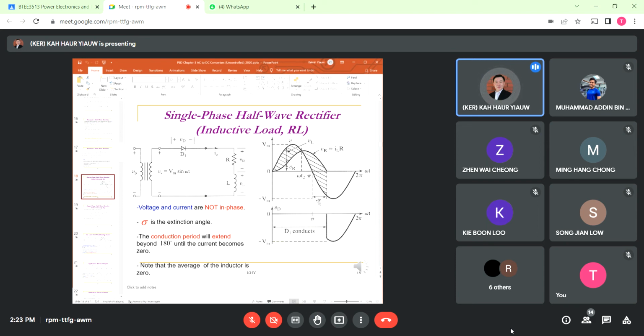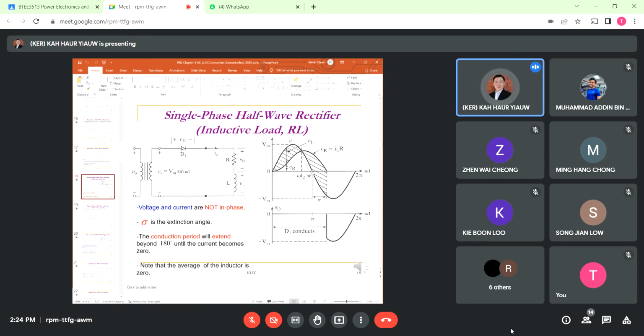When you are measuring the voltage across your diode D1 here, from pi to pi plus sigma, you measure nothing, because during this period of time your diode is still under forward bias. This forward bias is actually supplied from the discharging of the energy from your inductor L here. It's not from the supply.